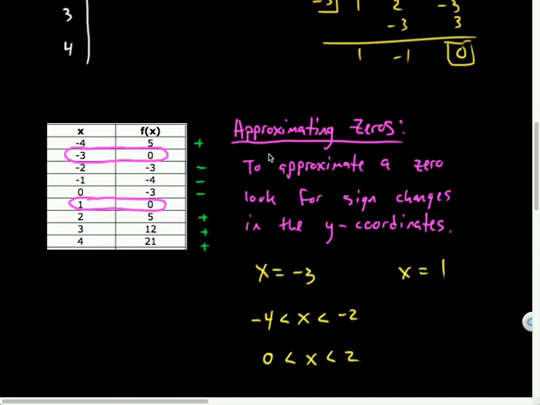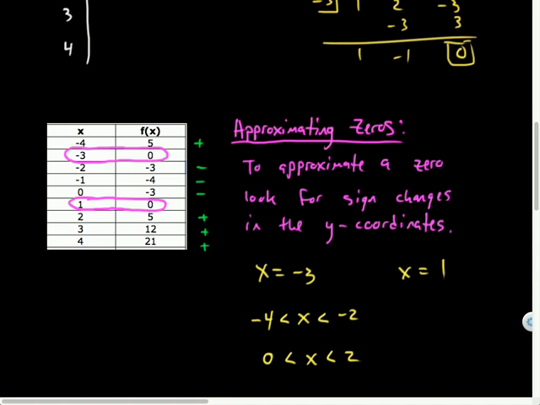But we want to be able to actually approximate the zeros when they don't just jump out and mug us like that, when they're super obvious. And this is how we would do it. We'd look for the sign changes. So for instance, if this went from -3 to +4, I would say there must have been a crossing of the x-axis somewhere between those two points. So that's how we could approximate zeros.